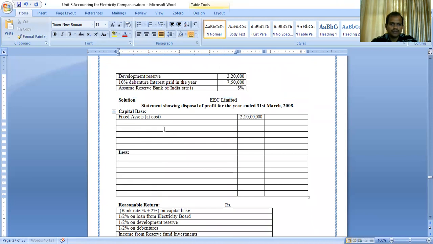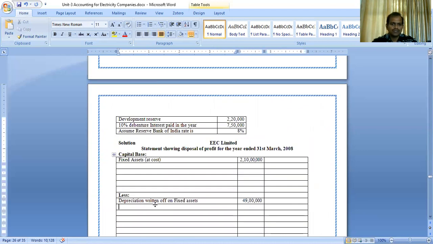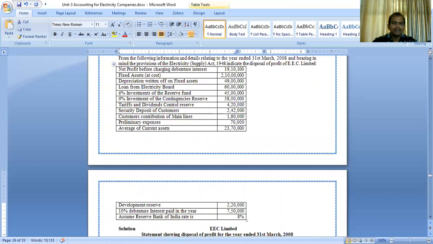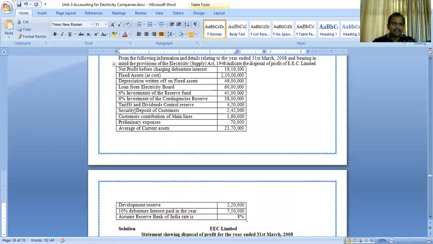Whatever the deductible items, I'll mention. Next, loan from electricity board, 60 lakhs. So this one is a deductible item. And 6% investments of the reserve fund. So general reserve fund, only special reserve. See, investment made out of special reserves only we have to consider while calculating the capital base. That is 38 lakh. So tariffs and dividend control reserve, a deductible item, 4,20,000.